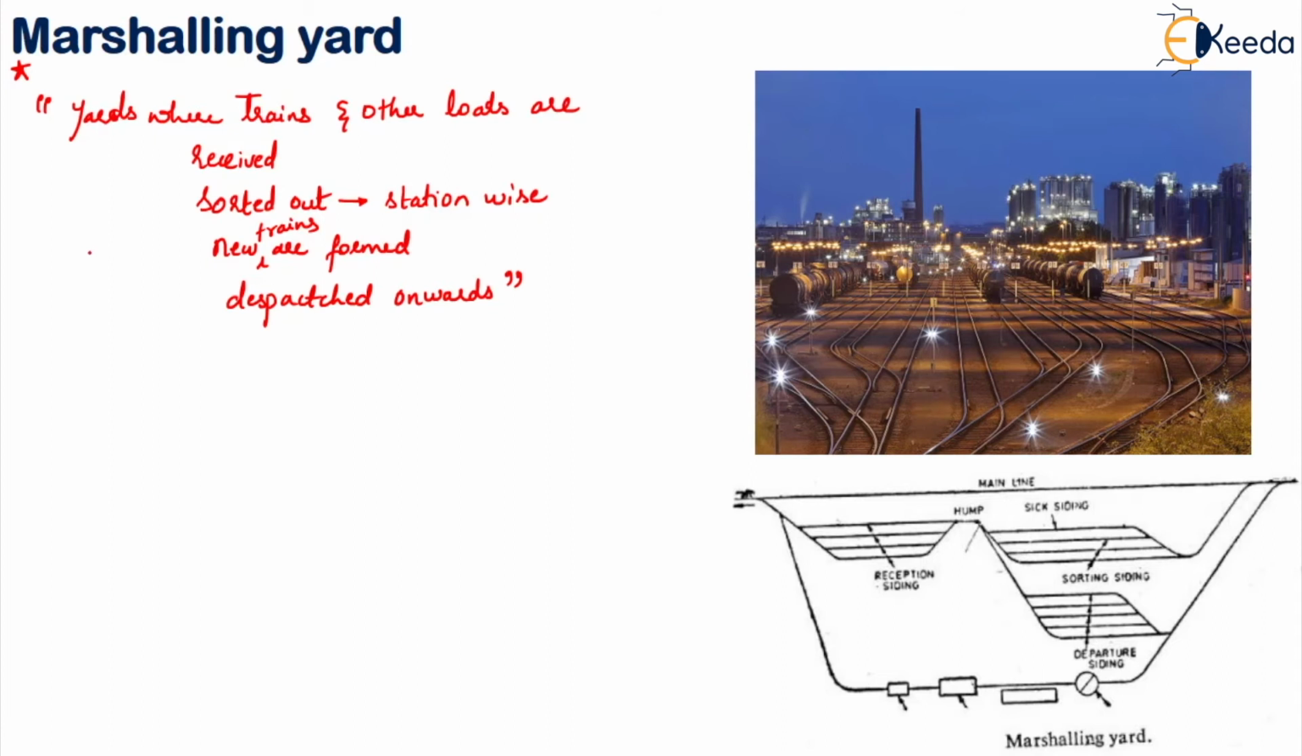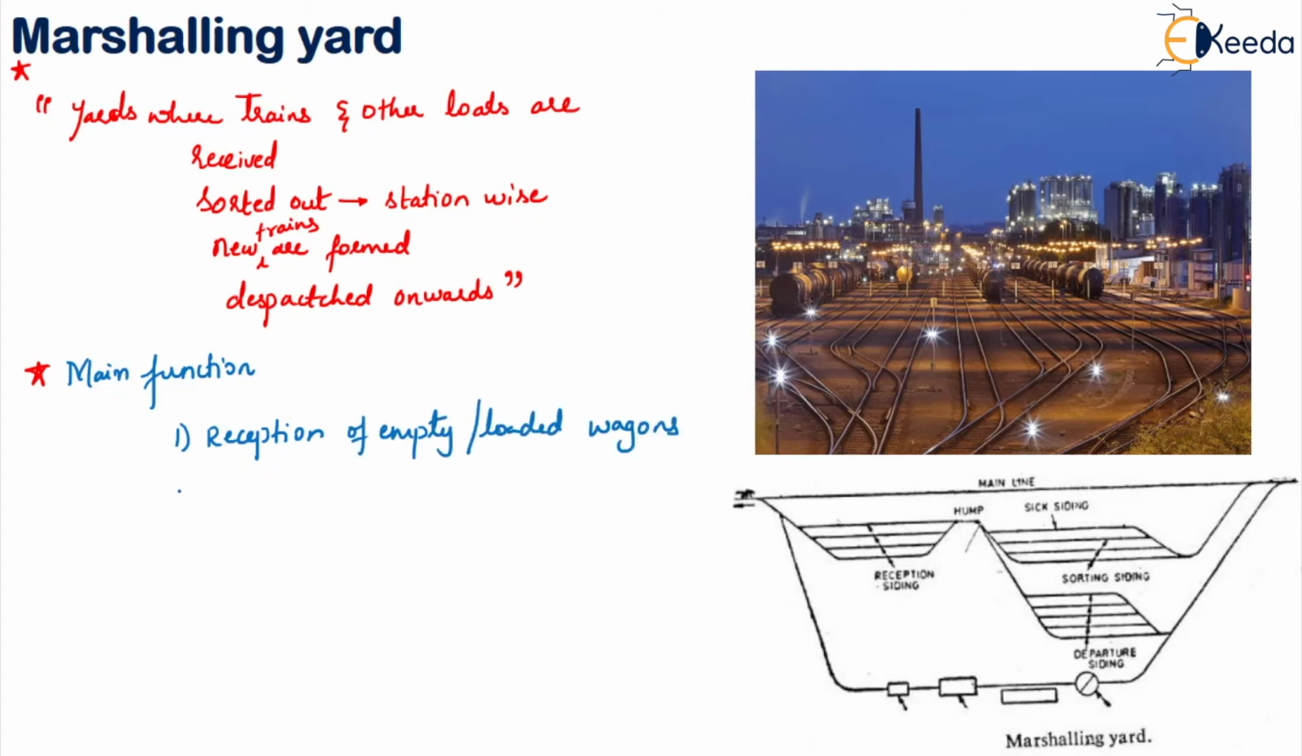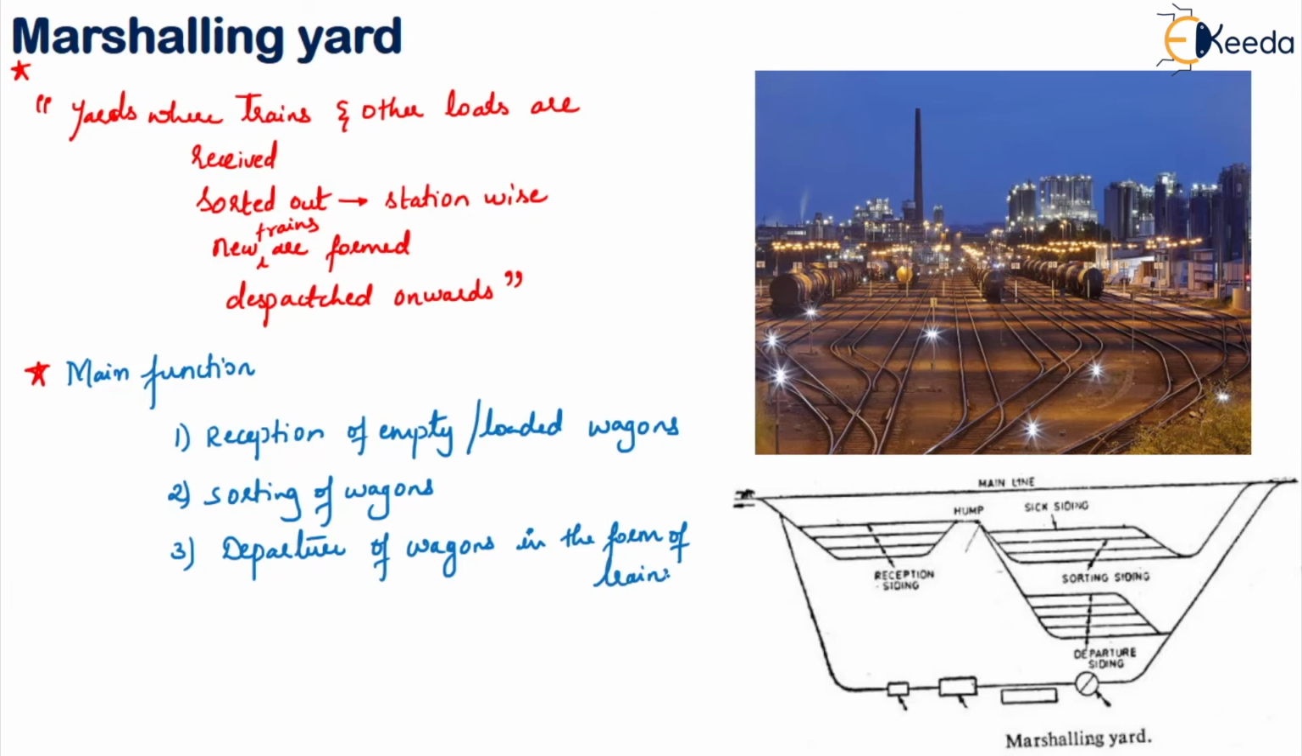So what are the main functions of a marshalling yard? The first one is reception of empty as well as loaded wagons. Then once they are received, we will do the sorting of wagons. Wagons are nothing but your bogies, okay? Then they will do the departure or dispatch of the entire train, so dispatch of wagons in the form of trains. So these are the main functions.